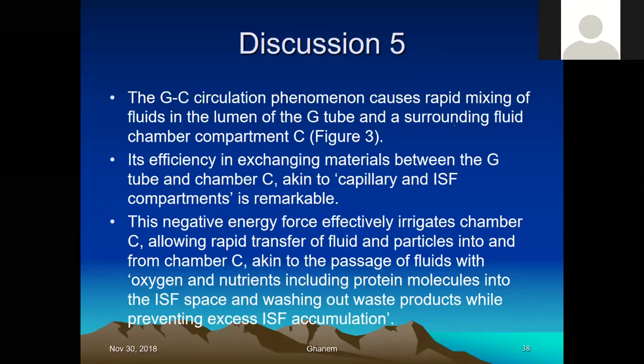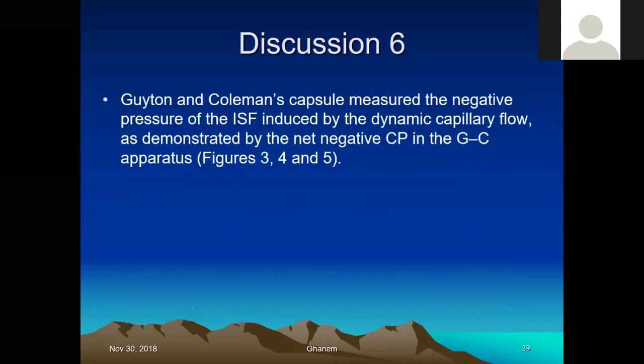Guyton and Coleman's capsule measured the negative pressure of the interstitial fluid space under the skin by the dynamic capillary flow and demonstrated the net negative chamber pressure in the GC apparatus, figures 3, 4, and 5.